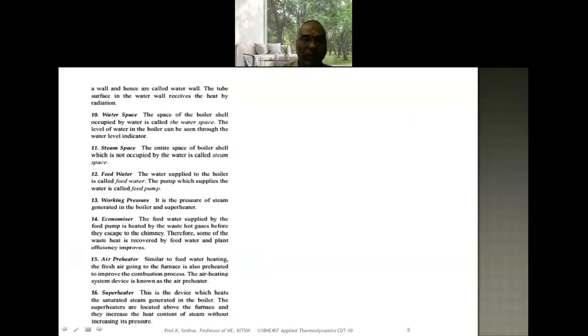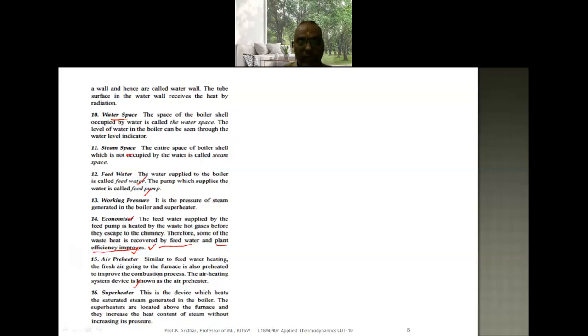And similarly the water space and steam space, feed water, working pressure, economizer. Economizer, air preheater, superheater. These are the devices which are basically used to increase the efficiency. In the economizer we are able to heat the feed water with the help of the waste heat flue gases which are leaving through the chimney. Because of this, the plant efficiency increases because of providing the economizer.